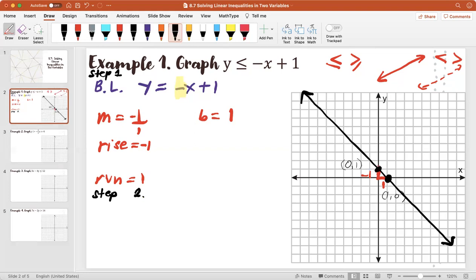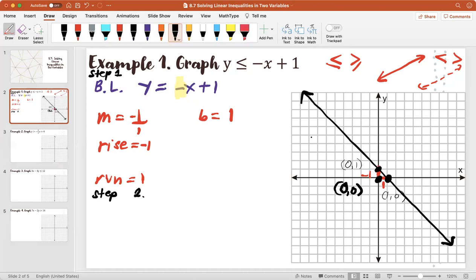And what is that? It's the point of origin, right? So where's the point of origin? It's this. The point of origin is 0, 0. We can make use of 0, 0 as a test point if that point, I should say, is not on the boundary line. If it's not on the line, then you can use 0, 0.